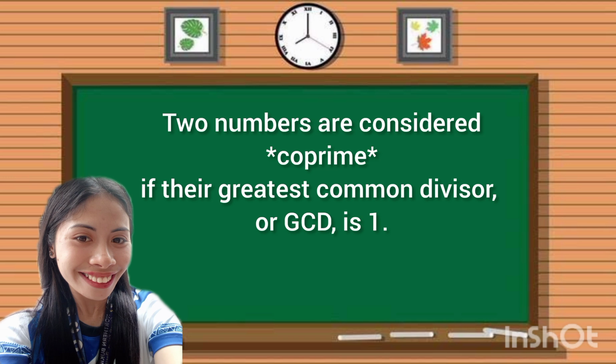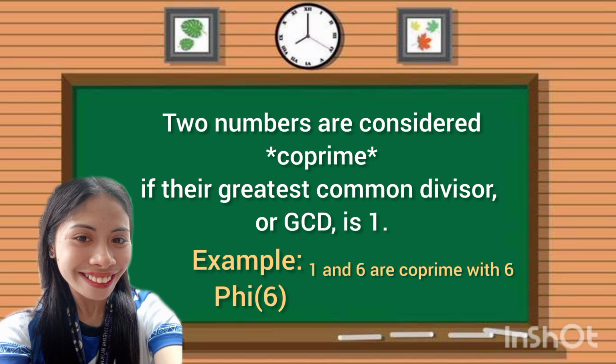Two numbers are considered coprime if their greatest common divisor, or GCD, is 1. So if you want to know how many numbers between 1 and n share no common factors with n except 1, you use Euler's phi function. For example, φ(6) gives us how many numbers from 1 to 6 are coprime with 6. In this case, the numbers 1 and 5 are coprime with 6, hence φ(6) is equal to 2.